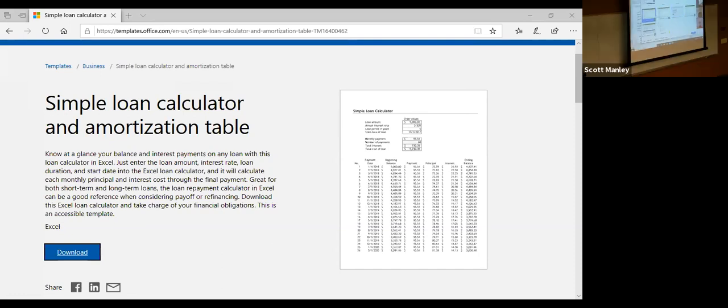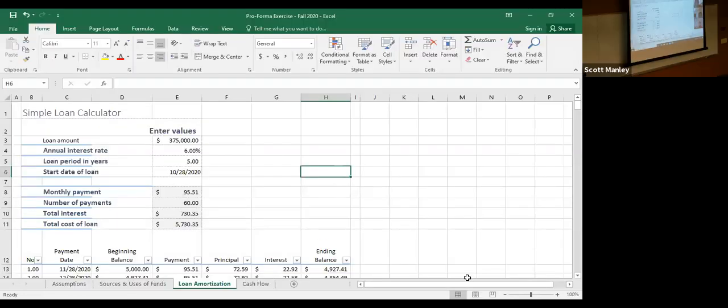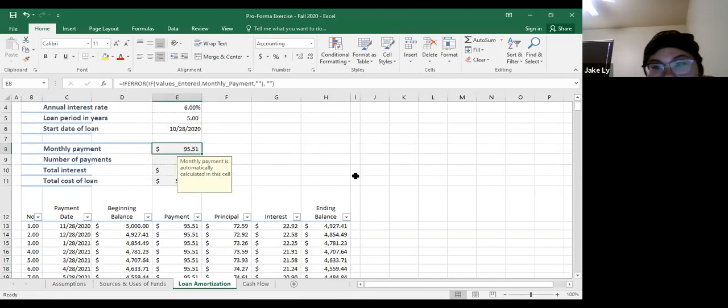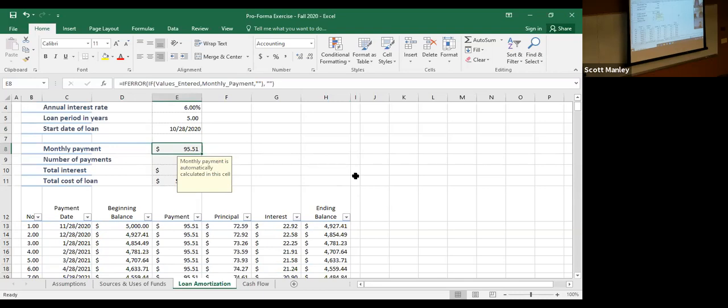Can you share that screen, please? Yep, I can. Thank you. Thank you. If I had done that correctly, see, it didn't automatically calculate it. See the problem? Okay.